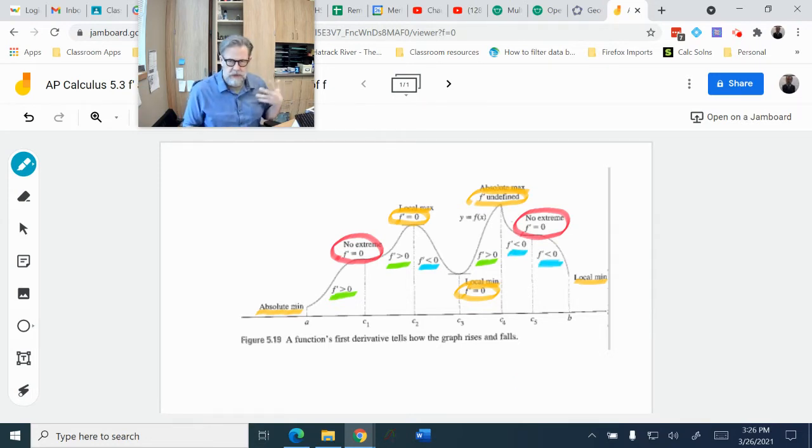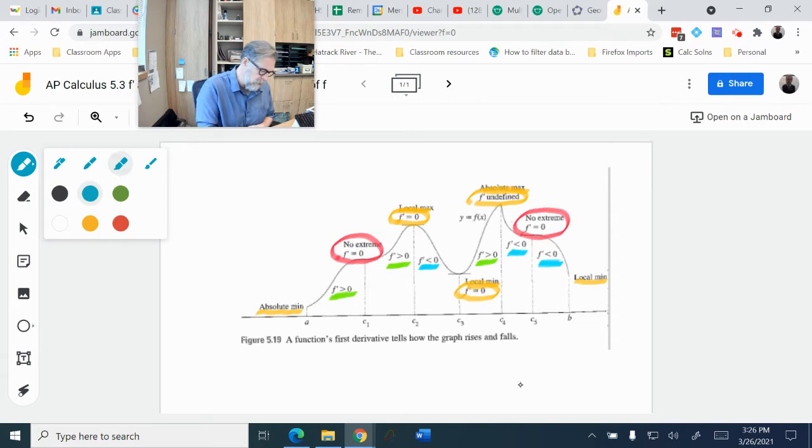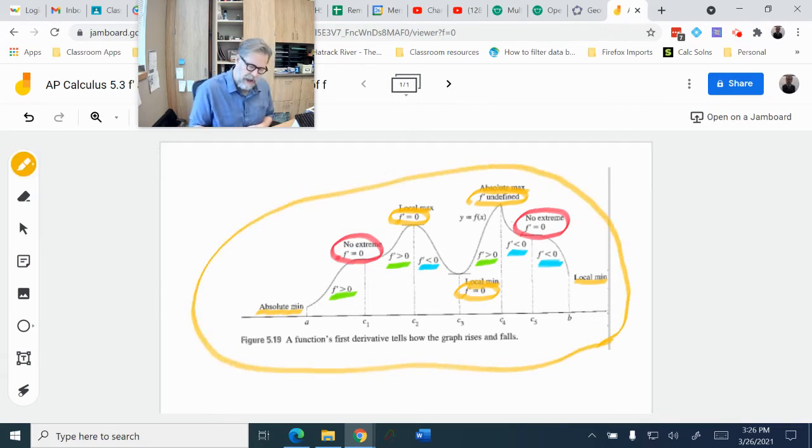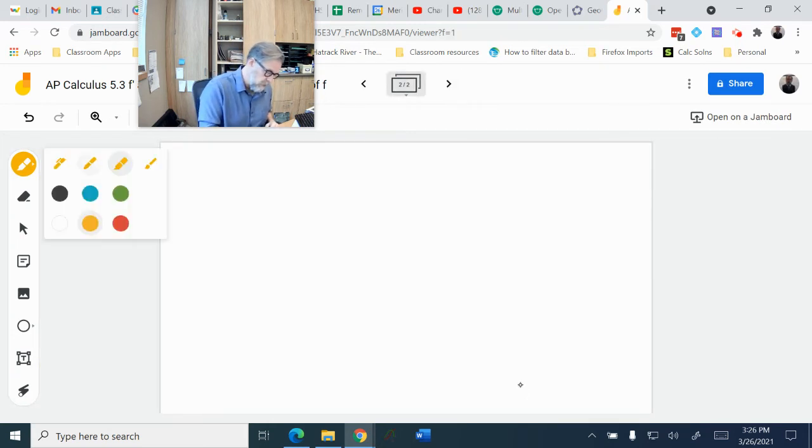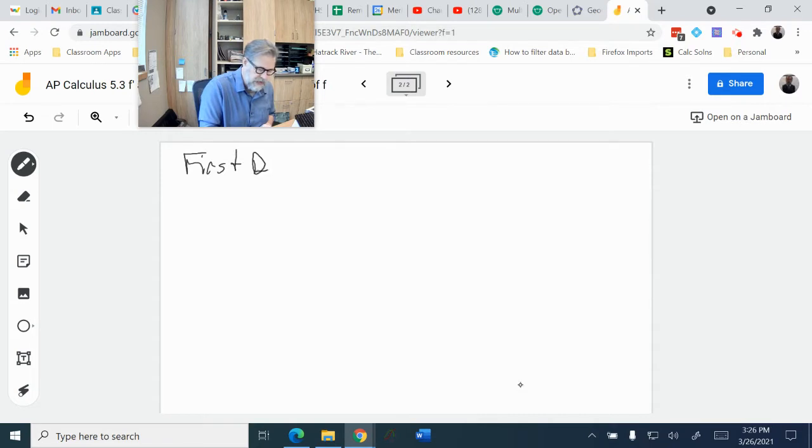We're really going to do a deep dive into how we find these things and some more information that we can tell about an original graph if we're, for example, given a graph of the first derivative. What can we figure out from the graph of the first derivative? We're going to come back and look at all these scenarios on this graph if we're given the graph of that first derivative. So let's start by talking about something called the first derivative test.